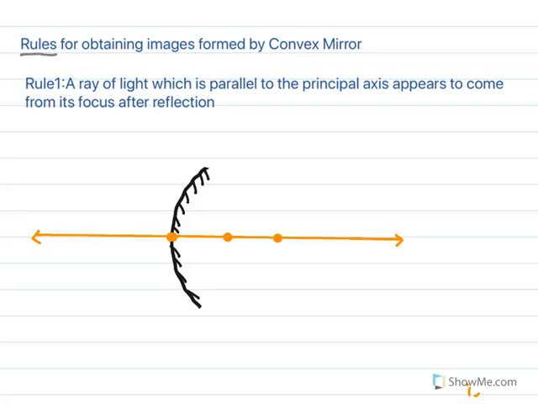Rules for obtaining images formed on a convex mirror. The first rule is a ray of light which is parallel to the principal axis. So here is a ray of light that comes parallel to the principal axis. After reflection, it will diverge because a convex mirror is a diverging mirror, but it will diverge in such a way that it appears to come from the focus.